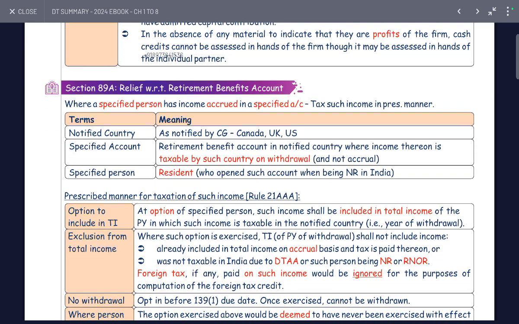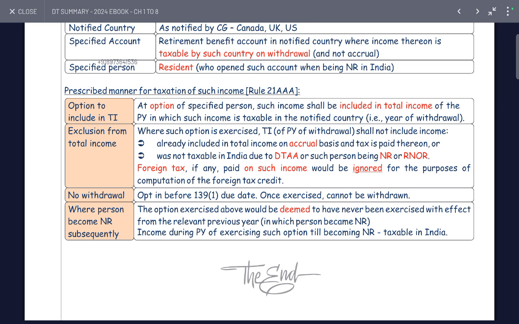Section 89A: relief with respect to retirement benefit accounts. When a specified person has income accrued in a specified account, tax on such income is to be paid in the prescribed manner. The terms mean the following. A notified country is a country notified by the central government, such as Canada, the US and the UK. A specified account is a retirement benefit account in a notified country, where the income therein is taxable by such country on withdrawal and not on an accrual basis. A specified person is a resident who opened such an account when he was a non-resident in India. Such income is to be taxed in the hands of the person in the prescribed manner.